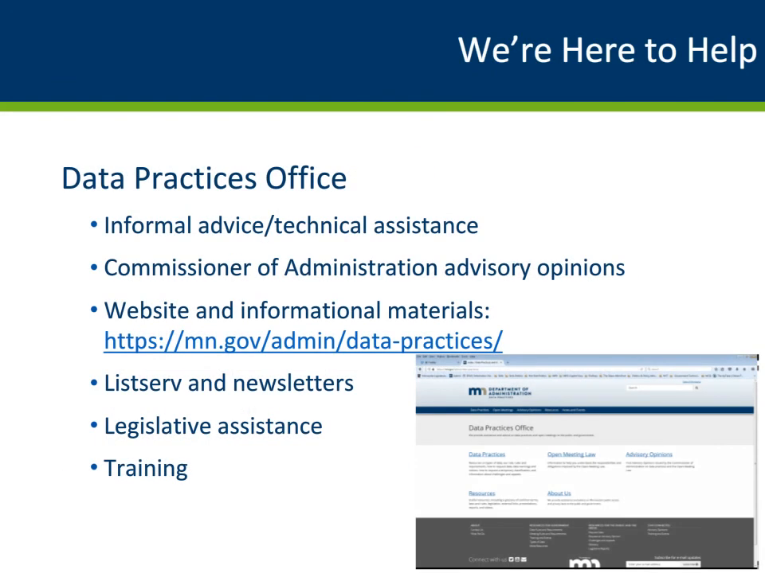The Data Practices Office is a small division in the Department of Administration that offers advice, training, and expertise on Minnesota's government data practices and open meeting laws. The Data Practices Office's services include consulting on data practices technical and policy issues, assisting with drafting data practices legislation, preparing and providing education resources on these laws, assisting the Commissioner of Administration with statutory responsibilities.